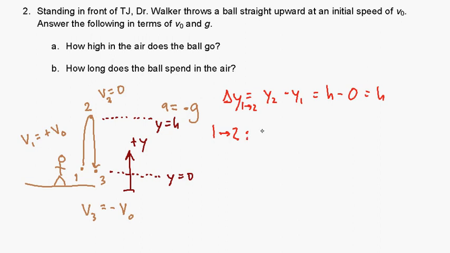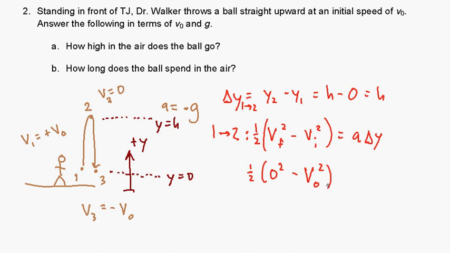So the equation that works there is v final squared minus v initial squared, and then we take 1/2 of all that, and that's going to equal a times delta y. Okay, and since we're going from 1 to 2, our final velocity is the velocity at 2, so 1/2 times 0 squared minus our initial, which is the velocity at 1, positive v naught, so that's going to be v naught squared, equals the acceleration we have, which is negative g, right? So negative g, and then h is our delta y.